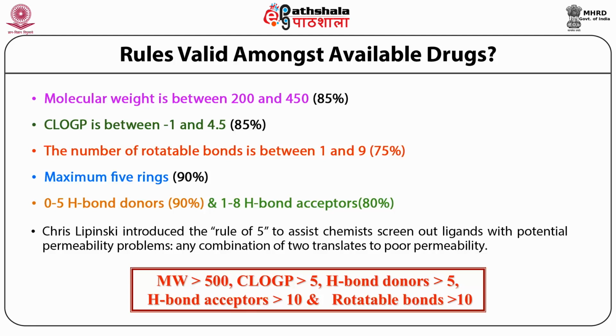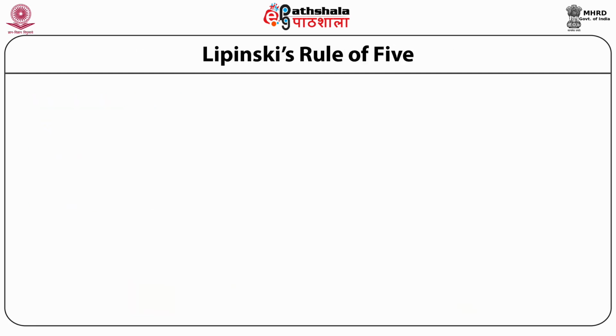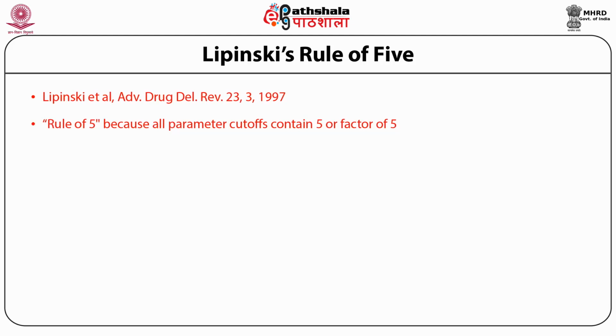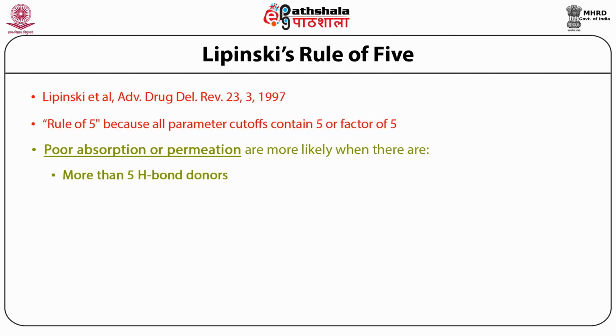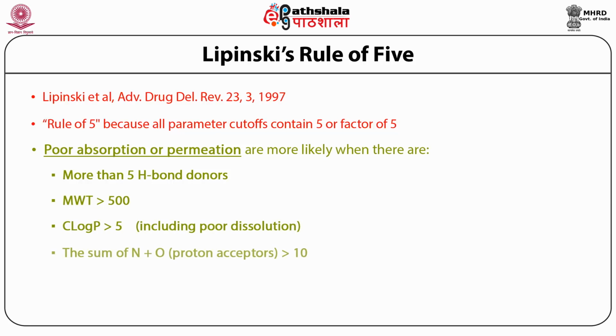However, this Lipinski's Rule of 5 has been manifested in different ways, and the slide here shows a summary of that, with the publication referred to here, and those are the cutoffs. So it should be remembered that poor absorption or permeation is most likely if there are more than 5 hydrogen bond donors, if the molecular weight is more than 500, if the C log P is more than 5, which shows poor dissolution, and the sum of N plus O should not be more than 10. Obviously, these are limiting factors described in this slide.